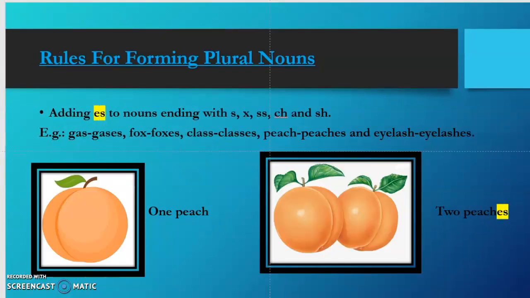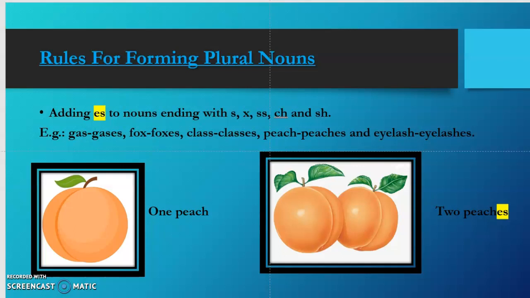Now let's move on to the next rule. The next rule is the one where we add es to the noun. Es is added to the words which have s in the end, like gas becomes gases, or which have an x at the end, like fox will become foxes. See, we have added es.